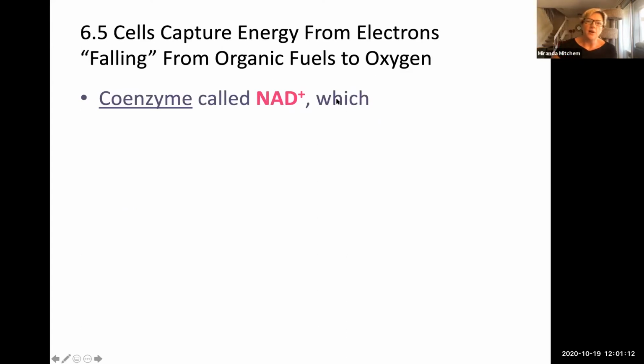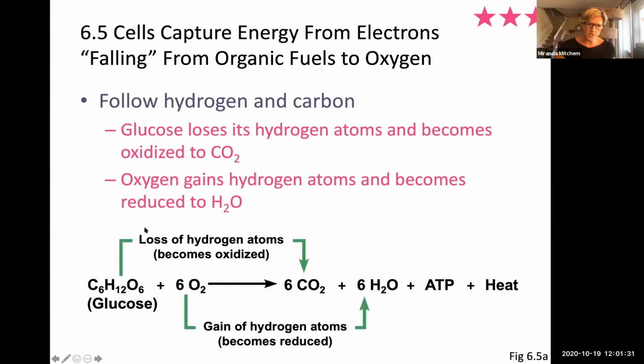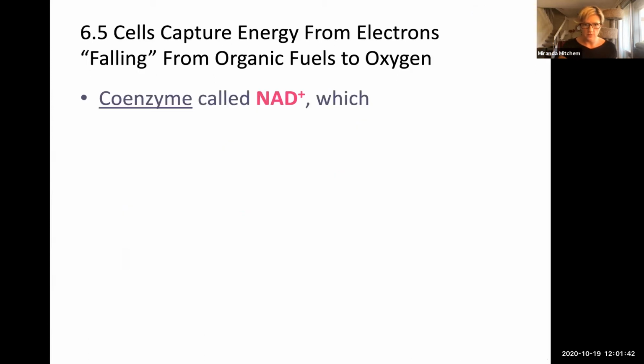All right, now this happens with a very important molecule. It's one of the coenzymes we talked about in our last module called NAD+. And it is the electron carrier or shuttle. So let me back up. When we talk about the electrons coming off of glucose and eventually reacting with molecular oxygen, they do have to go somewhere temporarily. They go here.